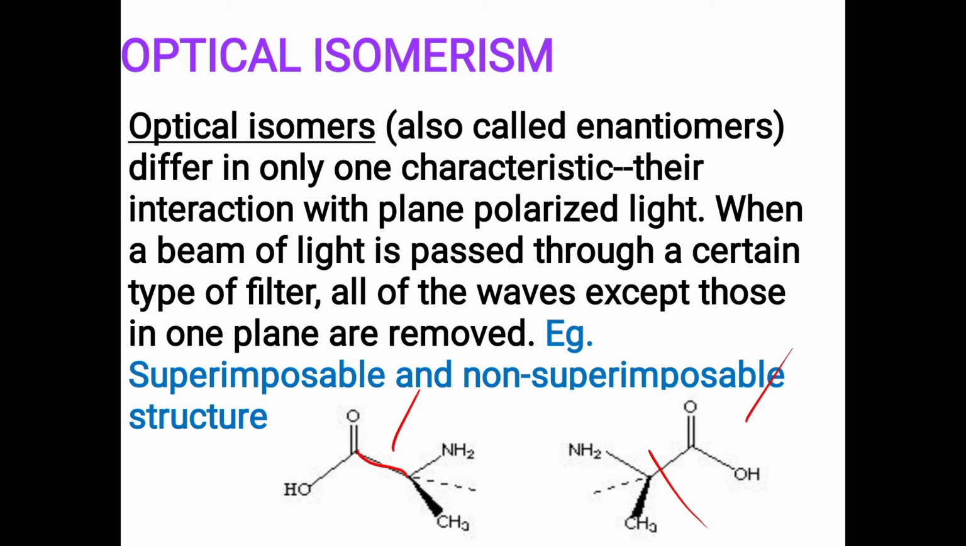Again I am repeating, when plane polarized light passes through the optical isomer as shown here, the orientation of the plane polarized light will be changed. Either it will be clockwise or anti-clockwise. Clockwise means positive, anti-clockwise means negative. This is not discussed here, it is a separate issue, we have to read it in class 12.